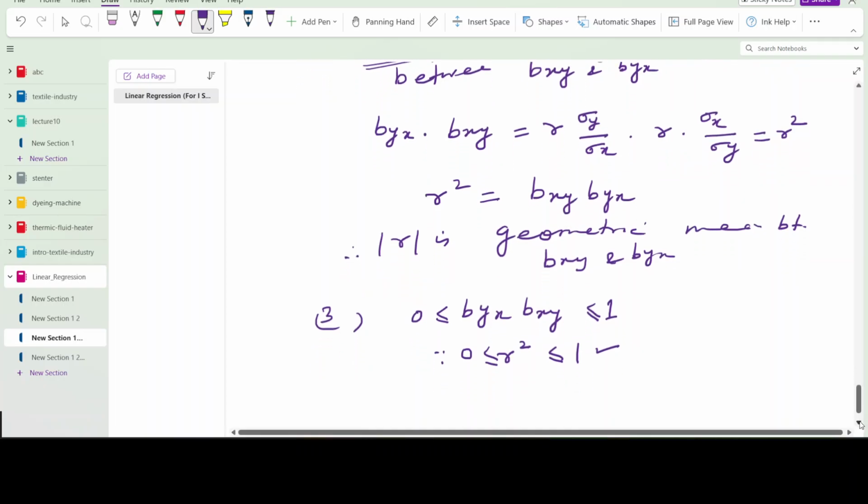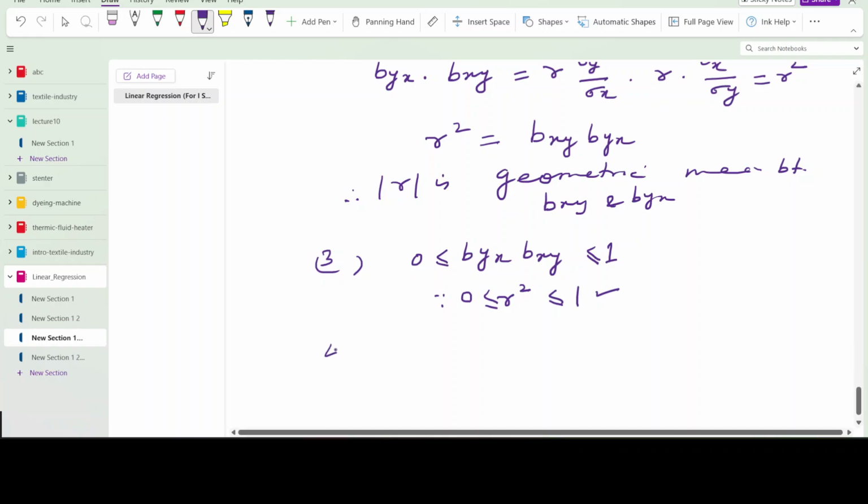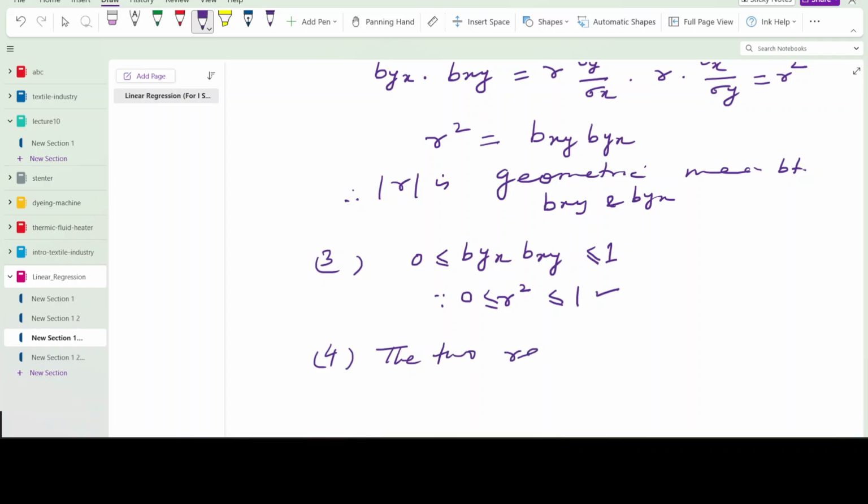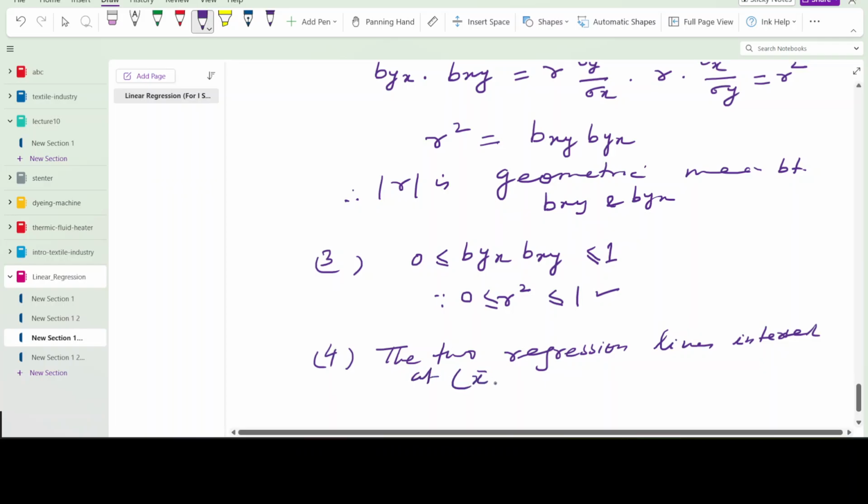Another very important property, we have discussed it in lecture 1 also: the two regression lines intersect at x bar, y bar. x bar, y bar is the mean of x and the mean of y. We can prove it very quickly.